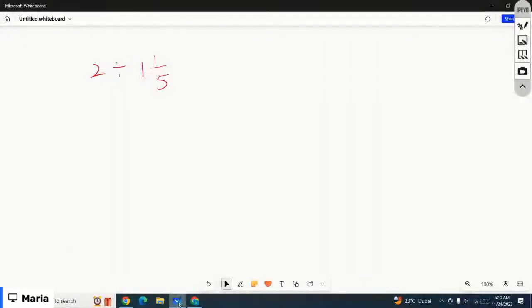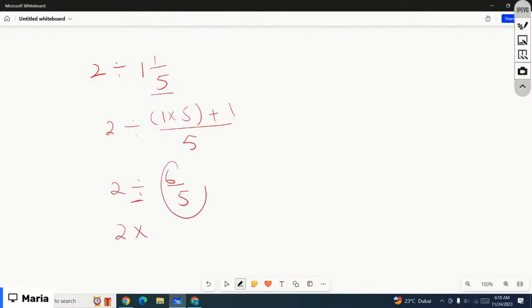Okay, then next one is 2 divided by 1 whole 1 over 5. So just convert this fraction into an improper fraction. How do we convert? Do 5 times 1 plus 1, divided by 5. So 5 times 1 is 5 and 1, 6 over 5, right? Now just replace this division sign with multiplication and take the reciprocal of this fraction. That would be 5 over 6, right?